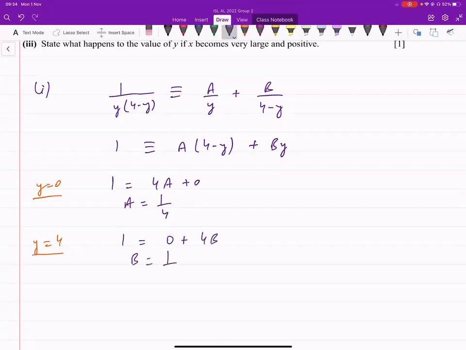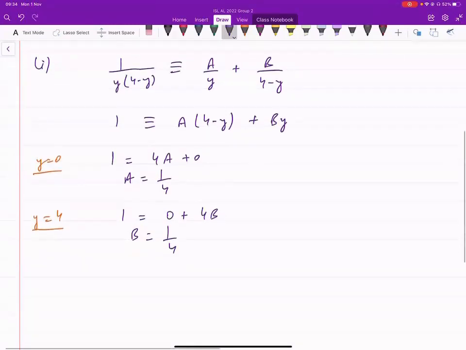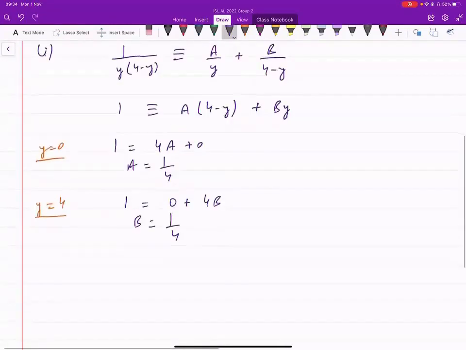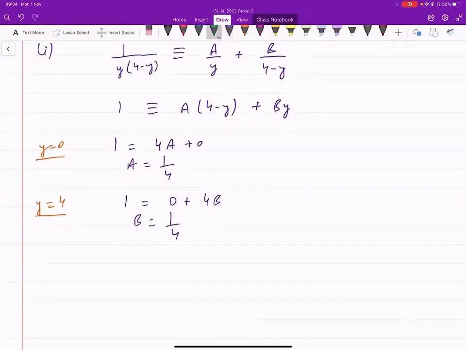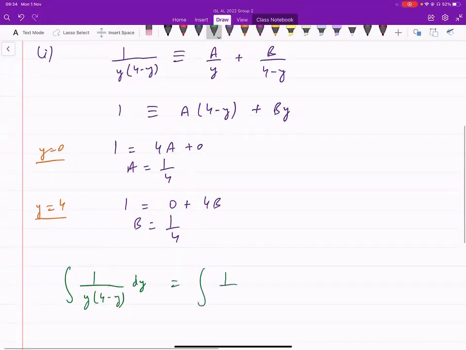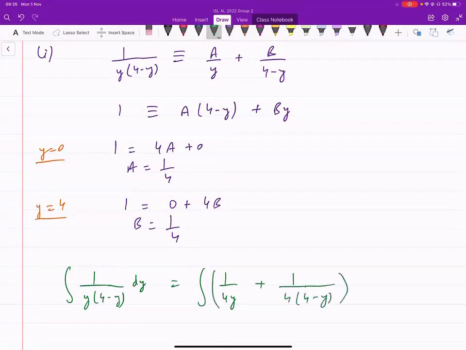And b is also 1 over 4. A और b की value 1 over 4 आ गई दोनों की. Now we input these values back there. We say that the integral we were looking for, 1 over y into 4 minus y dy, is actually the same as the integral of 1 over 4y plus 1 over 4 into 4 minus y.